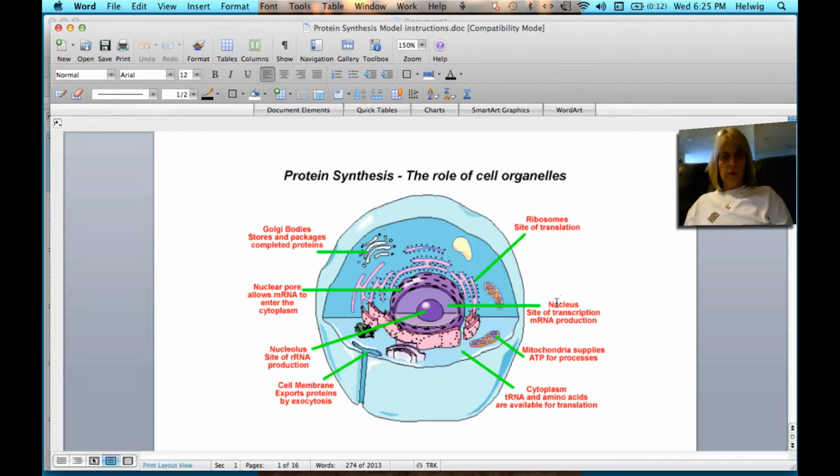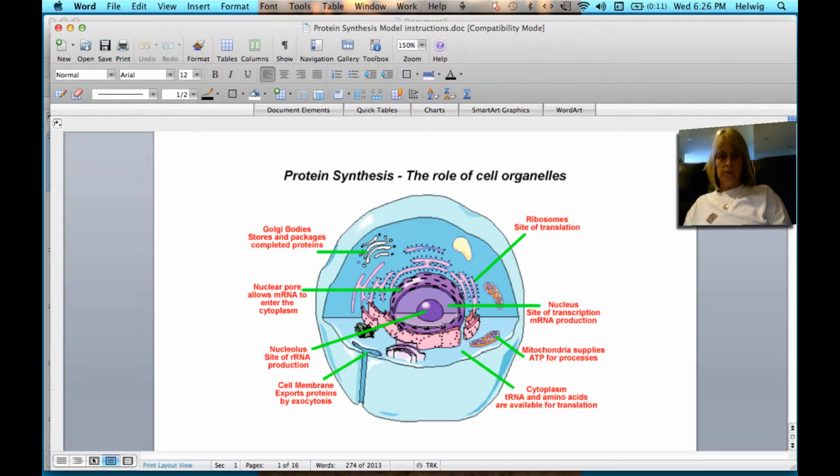The next feature I want you to look at is the nucleus. The nucleus is in the cell. It's the control center of the cell, much like the brain, and it's the site where transcription is going to occur. That's where DNA will be made into messenger RNA. Here we have mitochondria. The mitochondria supply ATP for cellular processes, so they're necessary for cell respiration.